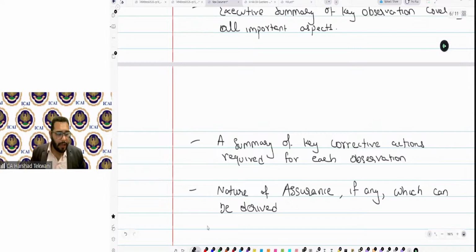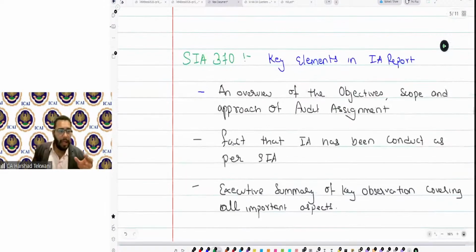And that is as per SIA 110. Don't worry, SIA 110 is not there in much detail in your module, so don't worry about going and reading all in detail. But if you have time, you can read those SIAs anytime. Okay, so these are the key elements that should be there in the internal audit report.